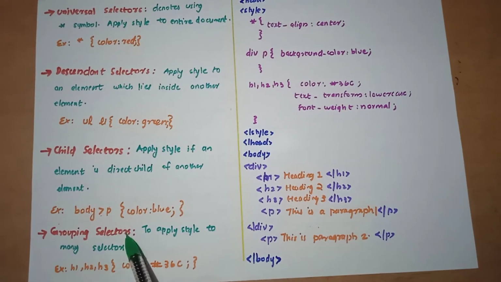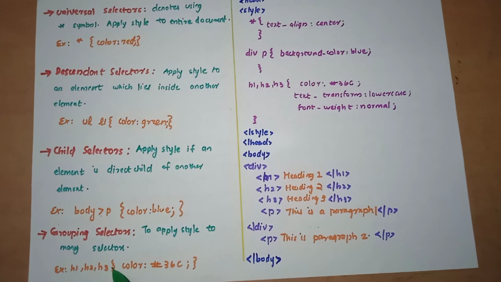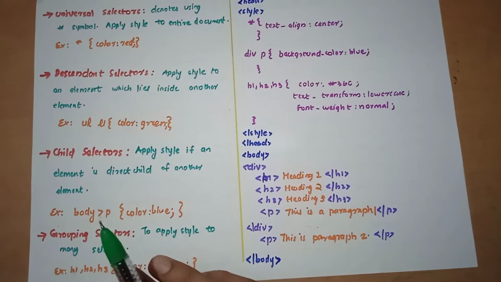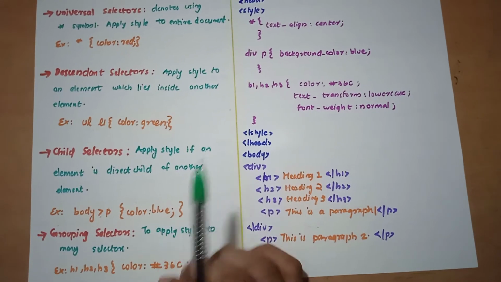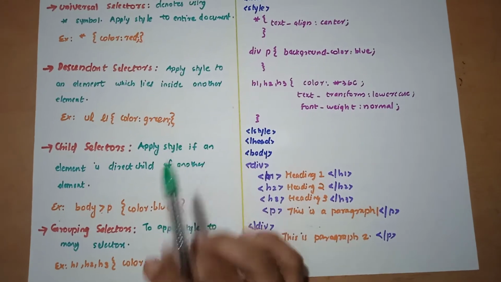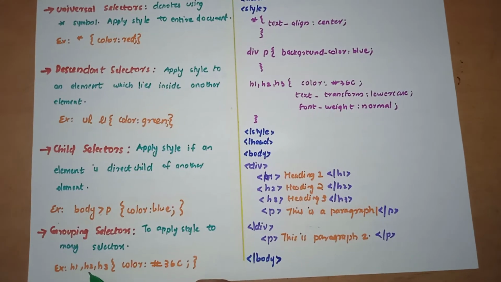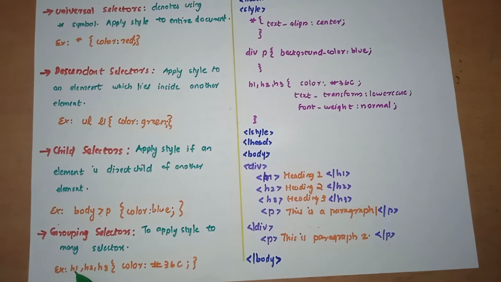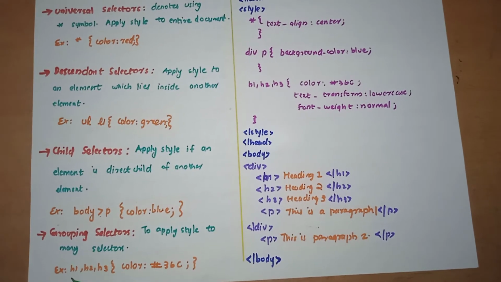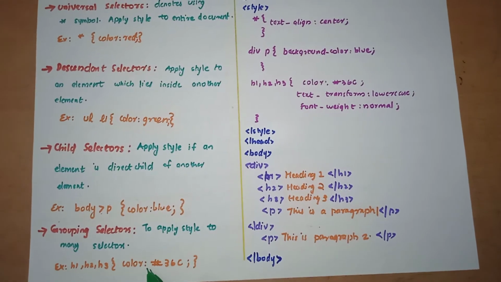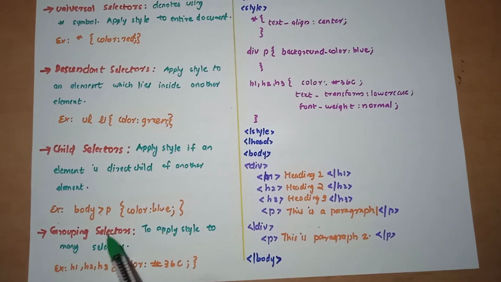So the next one is grouping selectors. Here also, in order to apply the same styles to some selectors together, we can use grouping selectors. That means here I'm going to define H1, H2, H3, the three different headings, with the same color. So I just use grouping selectors.